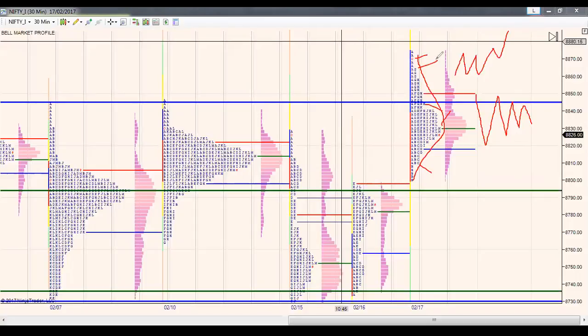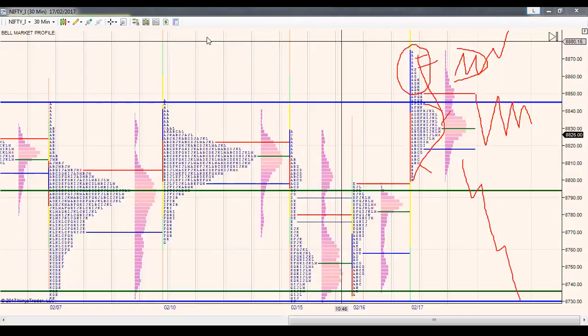So if this rejection holds by the bears, then we are sure to test this lower end of the bracket. But if we start accepting in this region, the region from where we had this rejection, then we might see higher prices immediately. Or if we just extend this balancing action on Monday, then Tuesday we can look for any signs of either bulls trying to take control or bears trying to take control. So that is what I expect for Nifty.